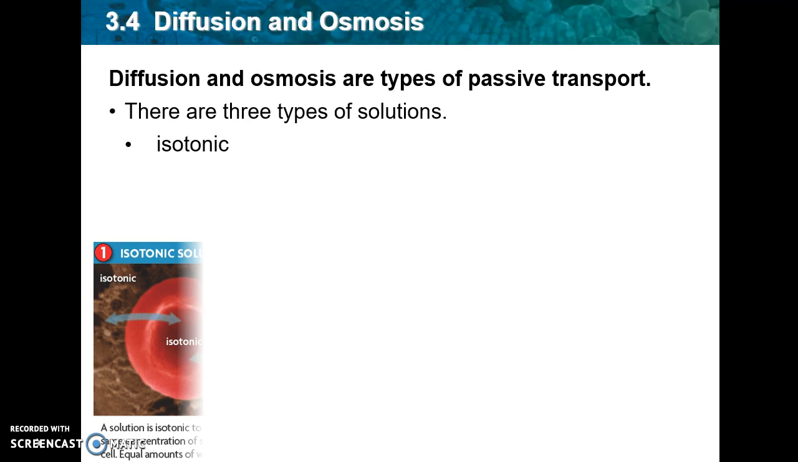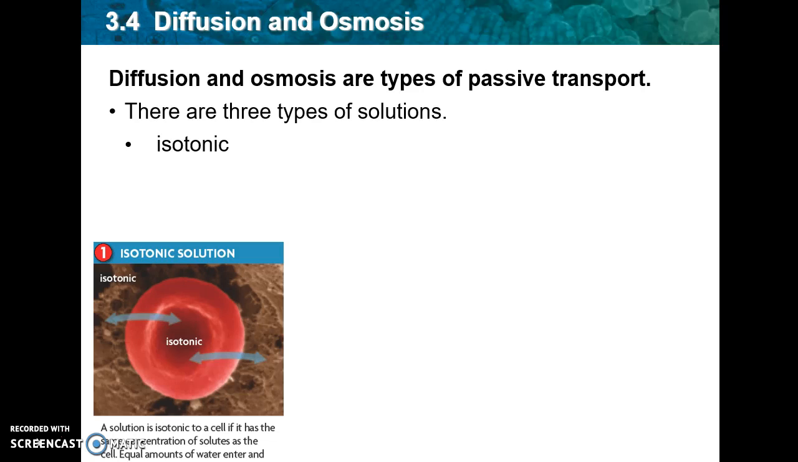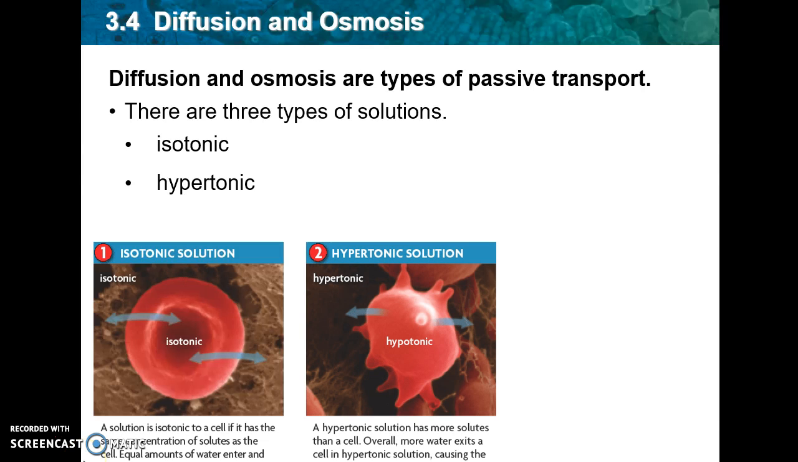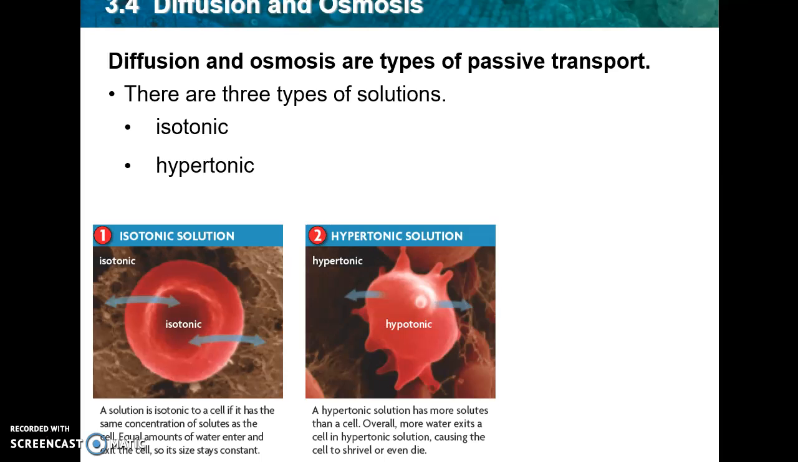There are three types of solution. There is isotonic. A solution is isotonic to a cell if it has the same concentration of solutes as the cell. So it's the same on the outside as it is on the inside, basically. I am just trying to move this so you can see it a little better. There we go. So if a solution is isotonic to a cell, it has the same concentration of solutes, the dissolved materials, as the cell, and equal amounts of water are going to enter and exit the cell, so it stays the same.